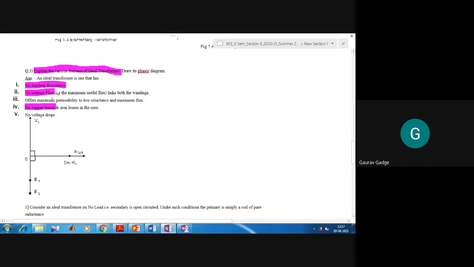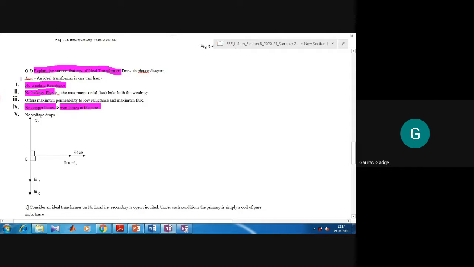If there is no leakage flux, it means there is no iron loss. So it means zero losses. Copper loss and core loss, zero. So there is no winding resistance, and there is no leakage flux, and hence there is no copper loss and there is no iron loss.